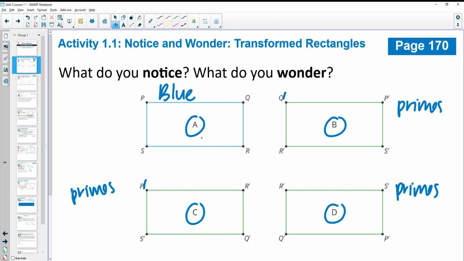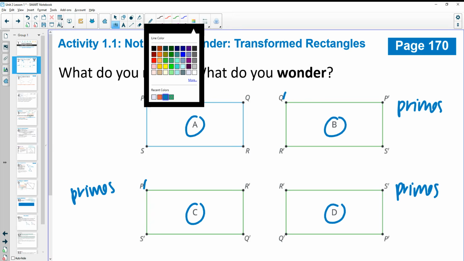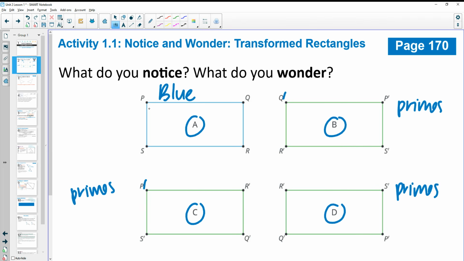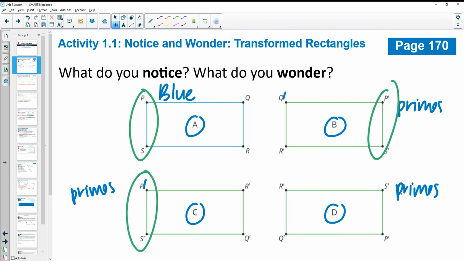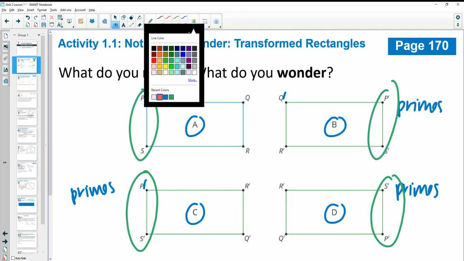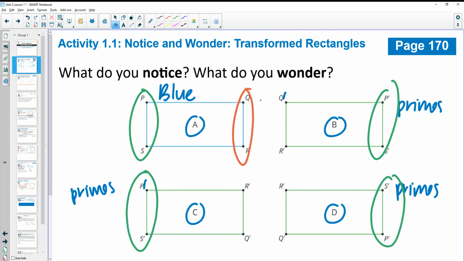Maybe you noticed in the figures on this side, P and S are on this side. But over here, P and S are on this side. Maybe you noticed Q and R are here on this side, but here they're switched around. So R is on top, Q is on bottom. So Q and R are here, and then again, they're switched on these ones. Maybe you wondered, why are the letters changing?